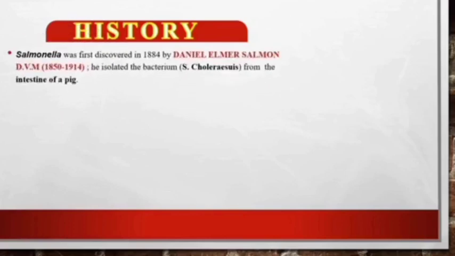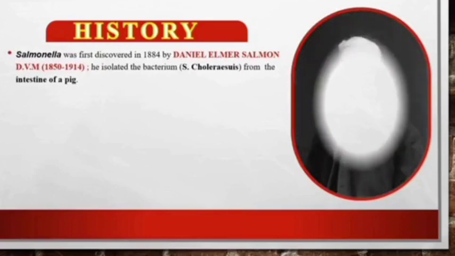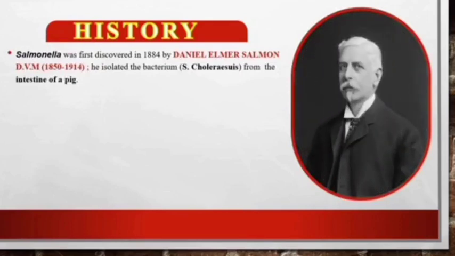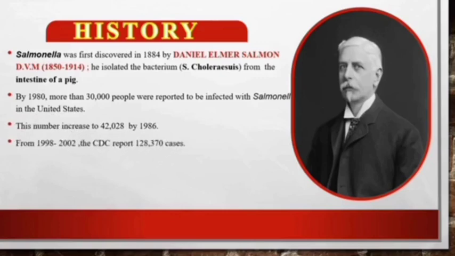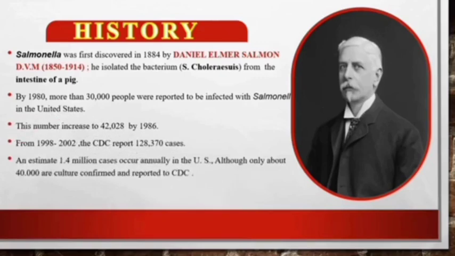History of Salmonella. Its history shows that this bacterium was first discovered by a scientist named Daniel Elmer Salmon in 1884. He isolated this bacterium from the intestinal tissue of a pig. From the discovery up to 1980, about 30,000 people were reported as infected in the USA. The epidemiological study and research continued from the 20th century, and finally the CDC reported 1.4 million cases annually in the USA.